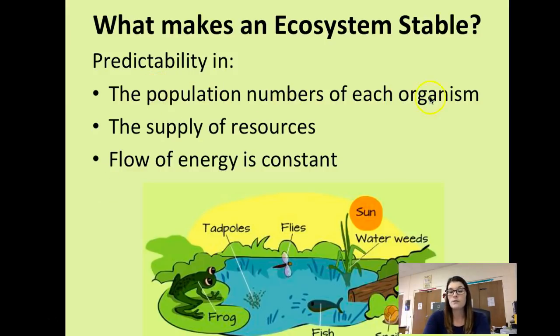The population numbers of each organism. So we have to kind of keep a balance in the living organisms. You have to have enough plant life. You have to have generally many, many more plants or producers than you do top predators. And I know you've talked about some of that in the past in food chains and food webs.